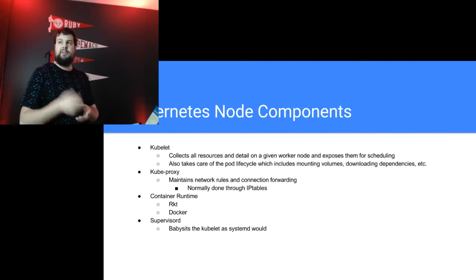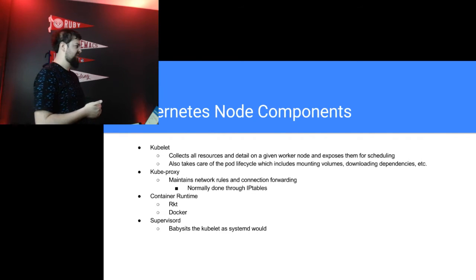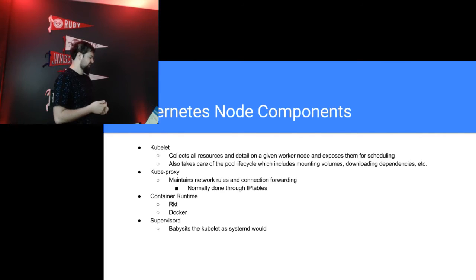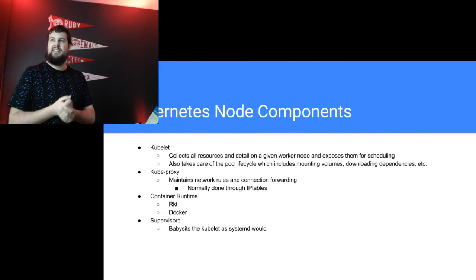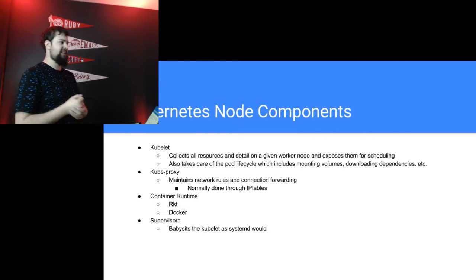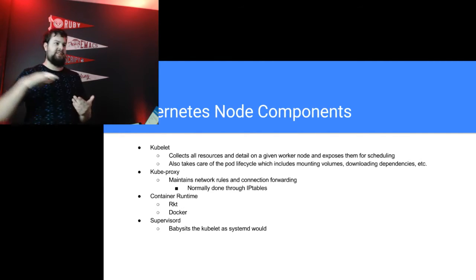You have your container runtime. At the moment, the biggest container runtimes are Rocket and Docker. In the latest version of Kubernetes, they enabled something that more generically represents runtime components so that you can swap these in easier. It allows you to choose whichever runtime you think works best for your use case. Last one is supervisord. It's basically like the upstart or systemd that babysits the kubelet itself.